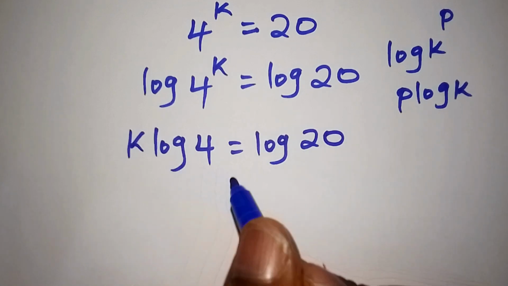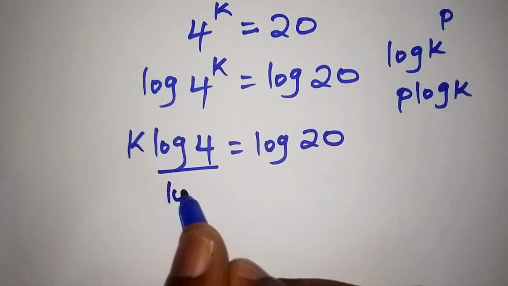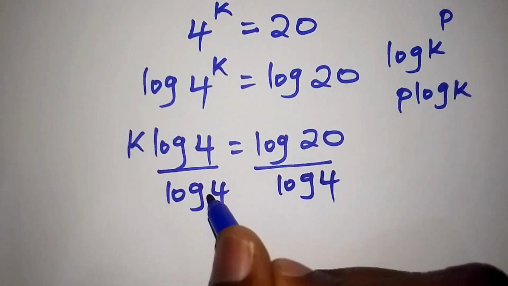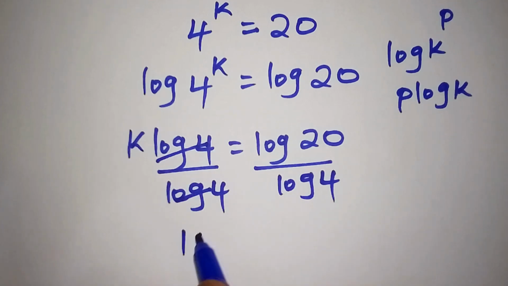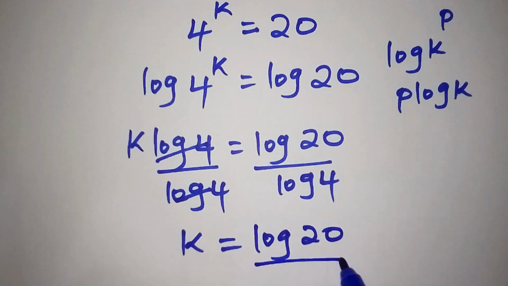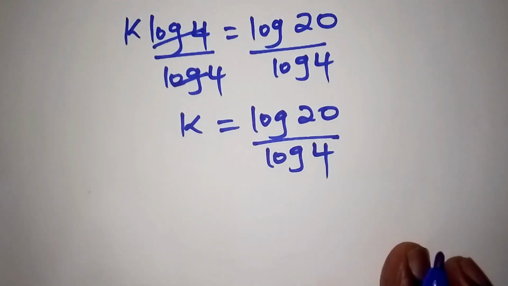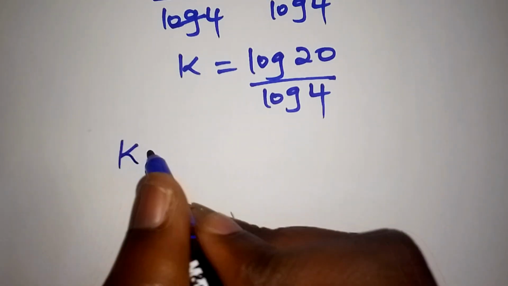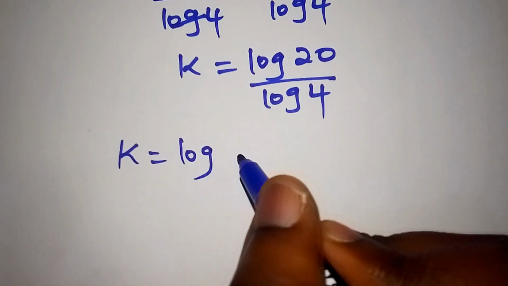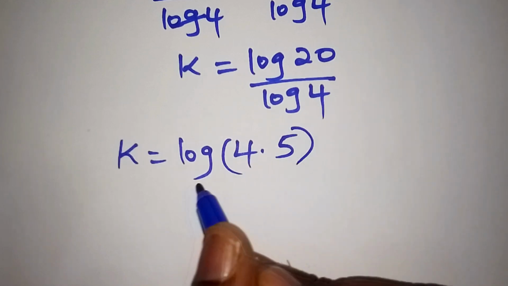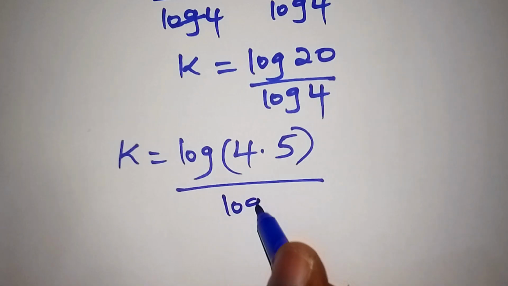From here, for us to remain with k, divide both sides by the log of 4. That log 4 and log 4 shall cancel, so that now k is equal to the log of 20 all over the log of 4. From here we need to factorize log 20 all over the log of 4. So k is equal to, log 20 can also be written as the log of (4 multiplied by 5) all over the log of 4.